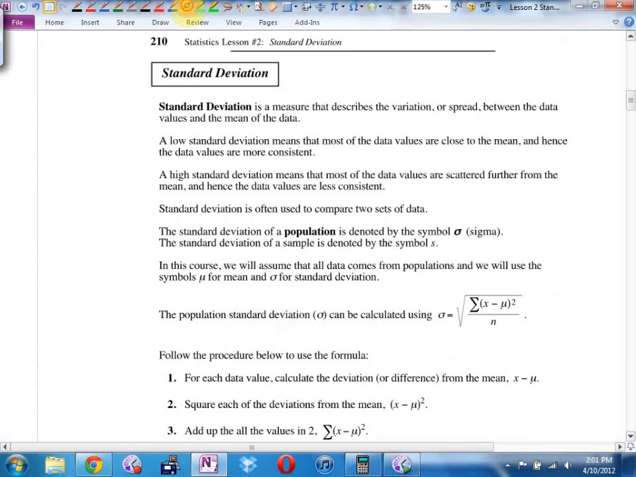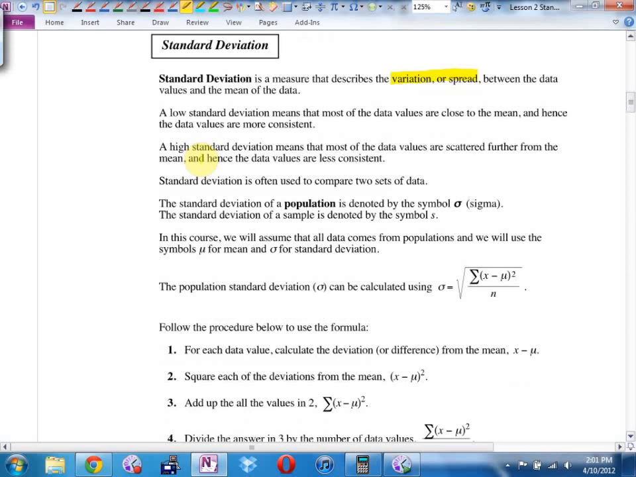The standard deviation is the measure that describes the variation or spread between data values and the mean. A low standard deviation means most of the data values are close to the mean. It means you have consistent data. High standard deviation means that most of the values are scattered further. It means you got inconsistent data. If you're doing research, something's wrong.